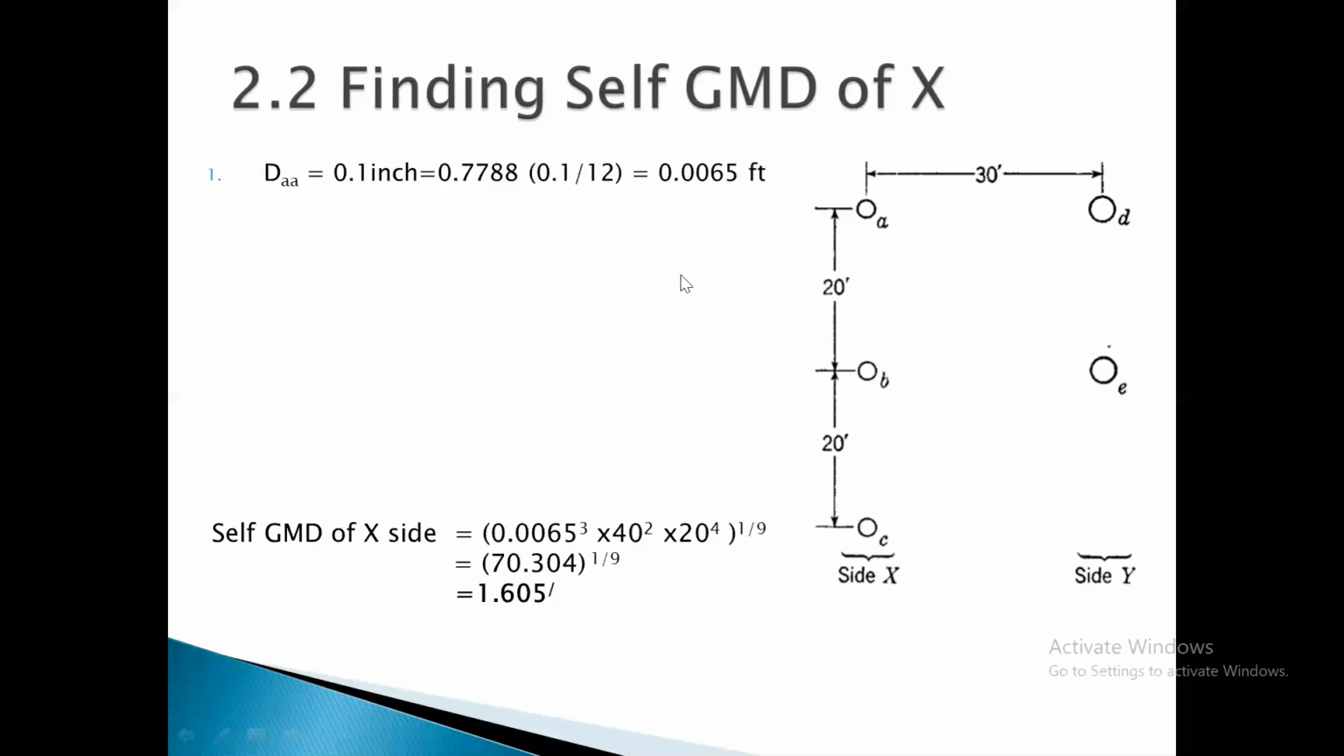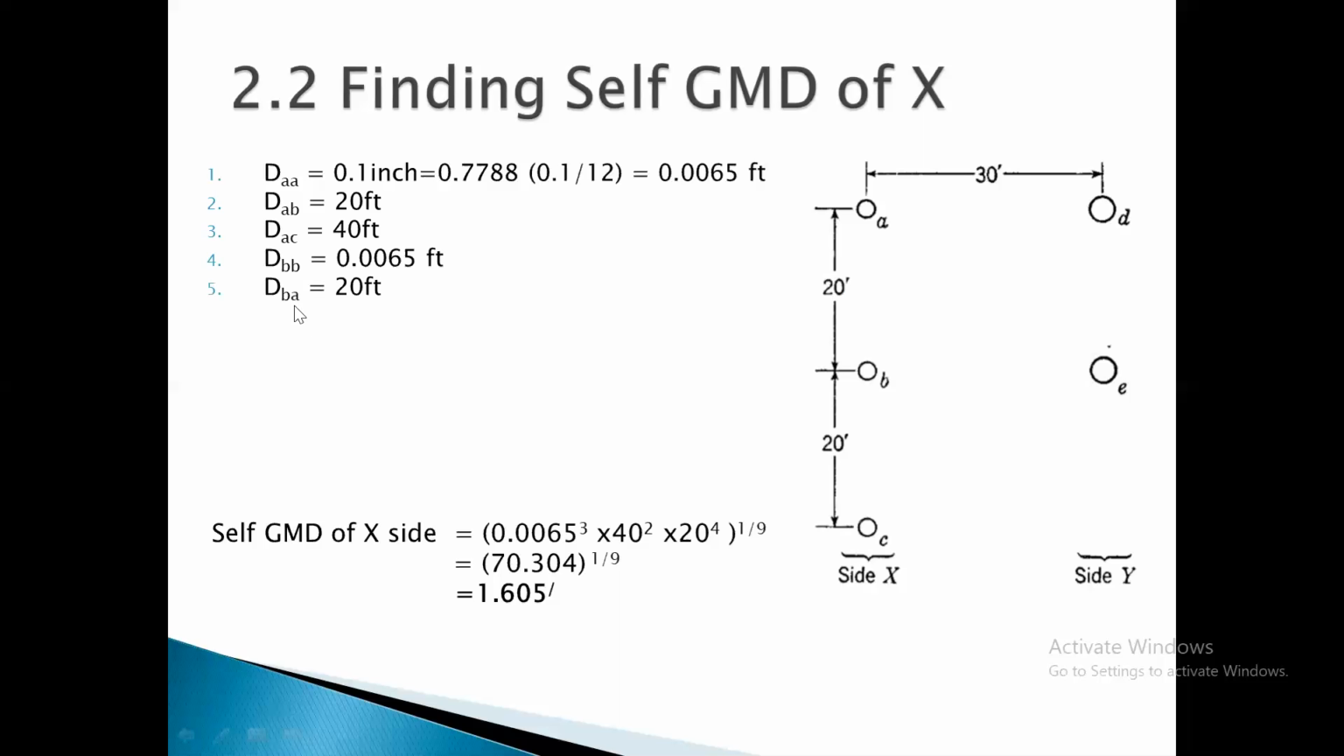Okay, this is the self distance. Then I will move towards the second distance, which is A to B. It is 20 feet, given. Then A to C, this is 40 feet. Then B to B, the same as we studied in the last lecture: because all these conductors have the same radius, the effective radius is the same, 0.0065 feet.